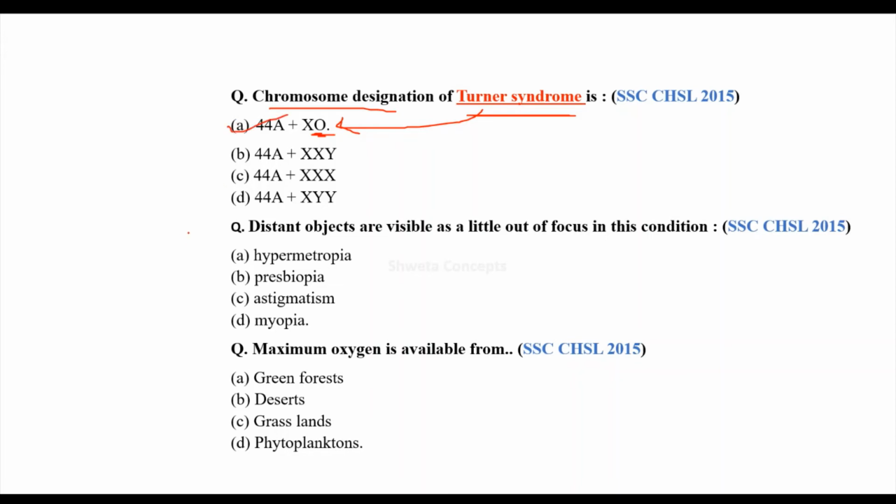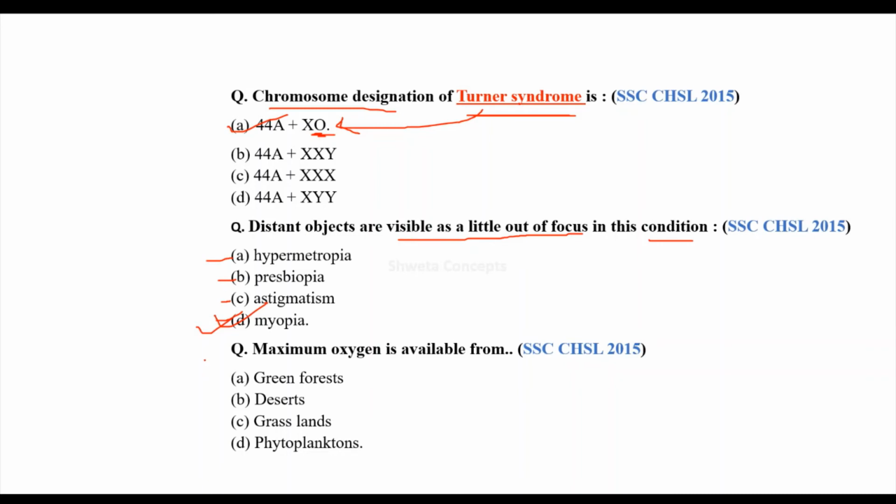Now next question: distant objects are visible as a little out of focus in this condition. A, hypermetropia, B, presbyopia, C, astigmatism and option D, myopia. Now the correct answer is myopia. In this, distant objects are visible as a little out of focus.